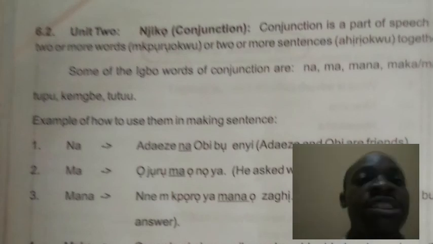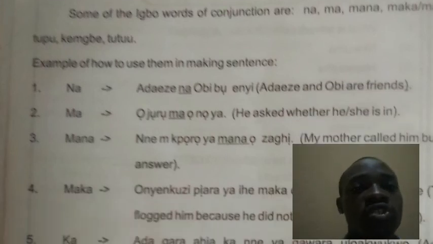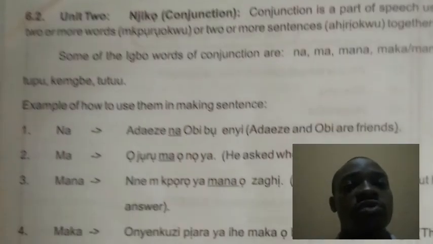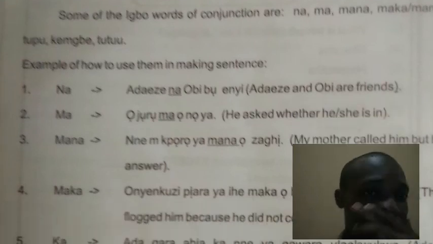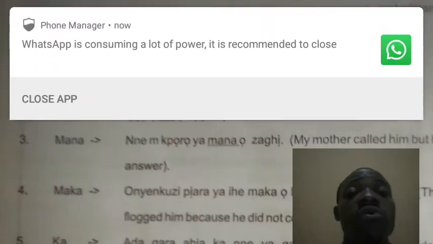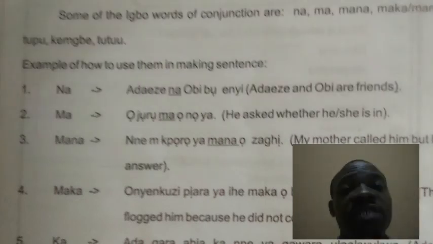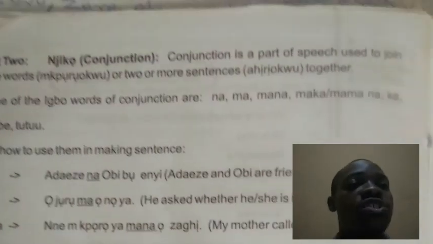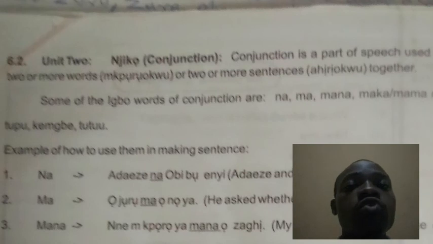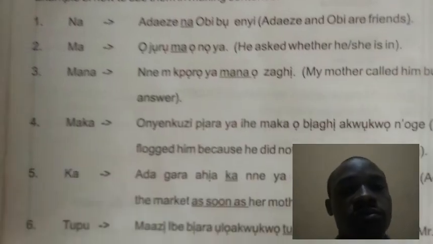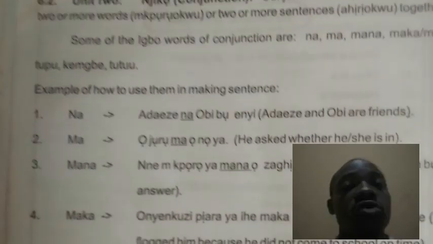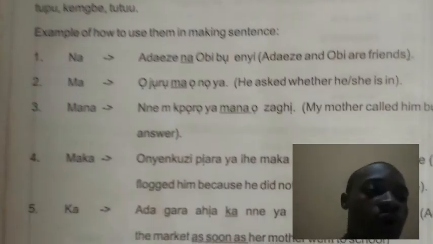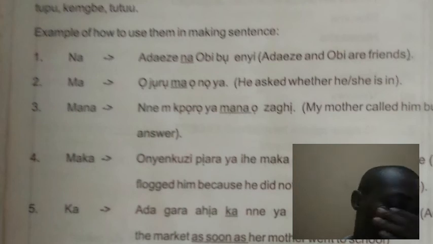Okay, now we are going to look at njiko. Njiko in English is conjunction. As you can see it there, conjunction. Conjunction means conjunction, as you know it in your English. I told you before that everything English has, we have it in Igbo language. To have the examples here, conjunction. You know what conjunction means? So conjunction is a part of speech used to join two or more words. So in Igbo, conjunction is called njiko. Okwu eji ejikọ okwu ma ọ bụ asụsụ.